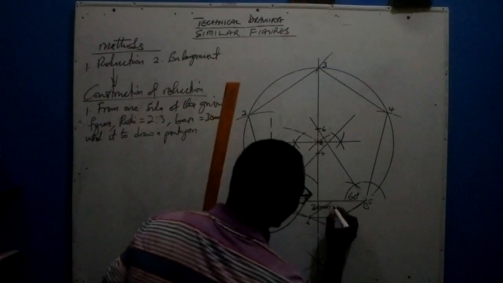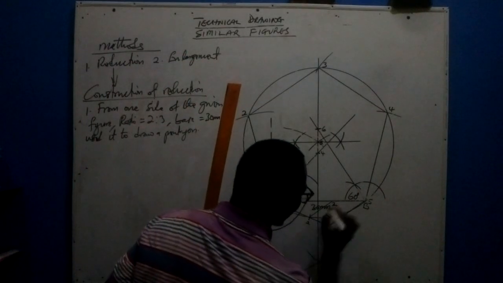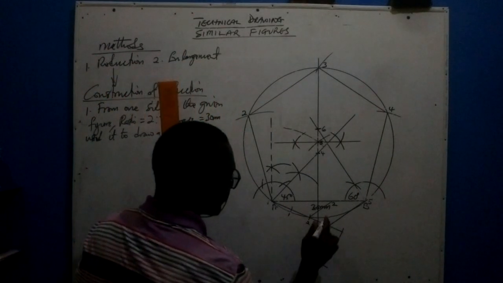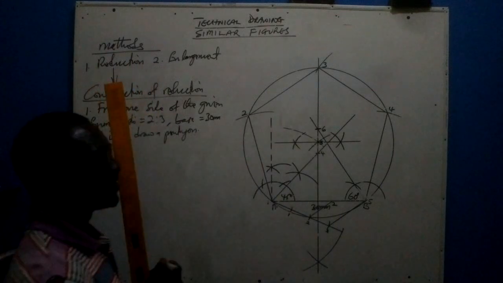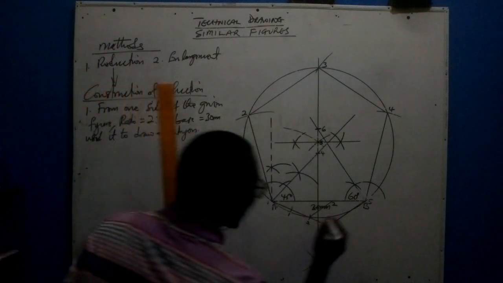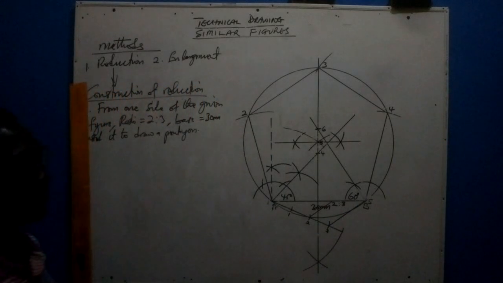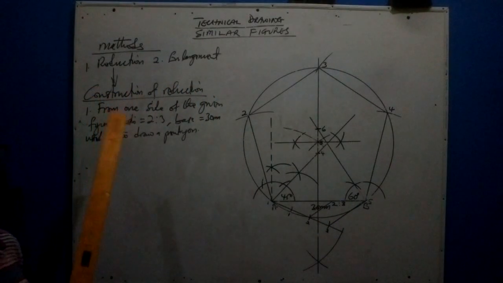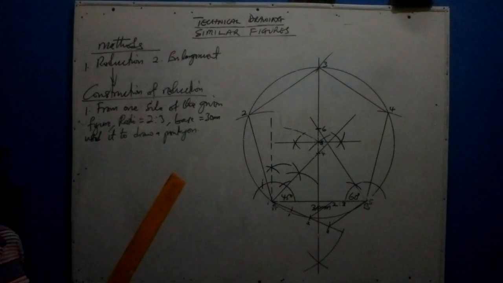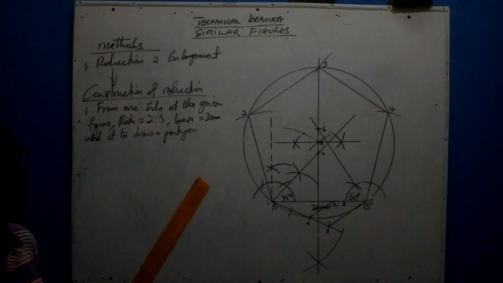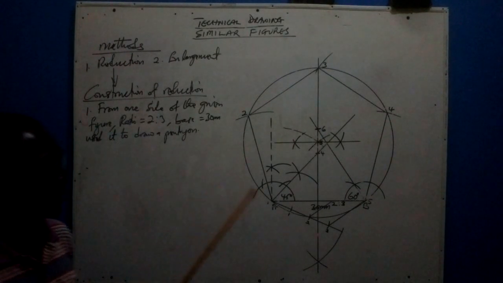Now, this is our 2 points. That is where we are taking the 2:3.